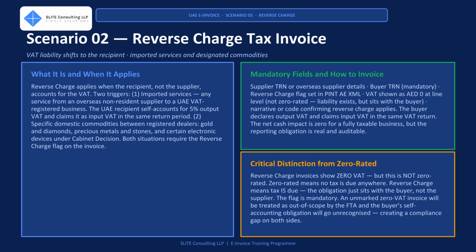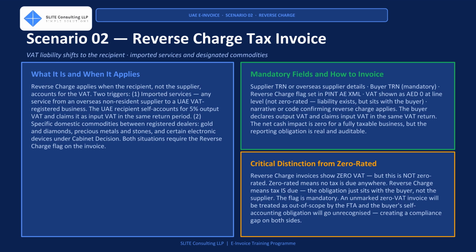Reporting obligation: real. The key on the invoice: VAT is shown as 0 at line level, but the reverse charge flag is mandatory in the .AE XML. And this is the critical distinction from zero-rated. Reverse charge is not no tax. It is tax owed by the buyer, not the supplier. An unmarked zero VAT invoice will be treated as out of scope, creating compliance gaps on both sides.